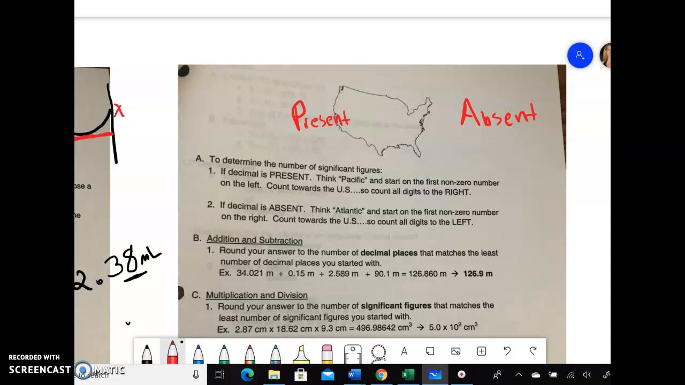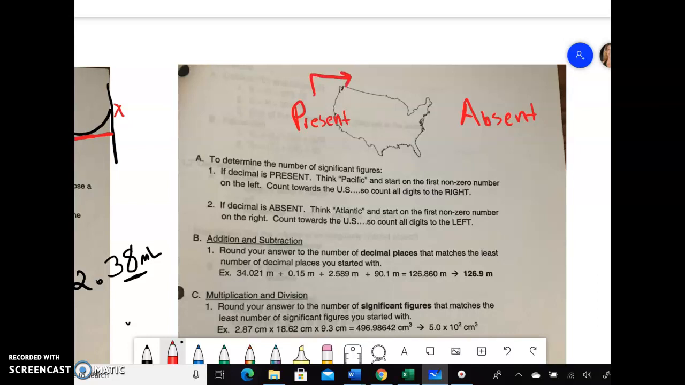So if you can physically see the dot, and then you always start on the first non-zero number. If the decimal is present, you would start at the first non-zero number on the left because present is on the left. If it's absent, you start at the first non-zero number on the right because absent is on the right. And then you count towards the United States.